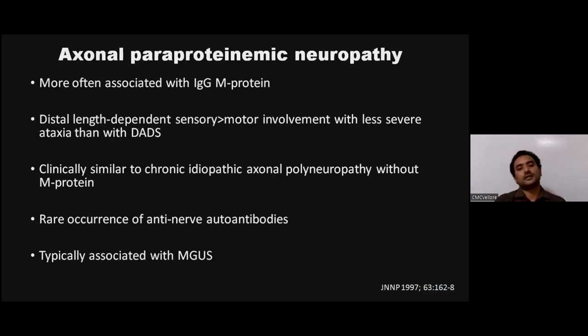There is another entity called axonal paraproteinemic neuropathy, but we can't differentiate it from the usual distal length-dependent motor neuropathy. This is also associated with IgM protein, clinically similar to idiopathic axonal neuropathy without M protein. It usually doesn't have anti-nerve antibodies and is typically associated with MGUS.